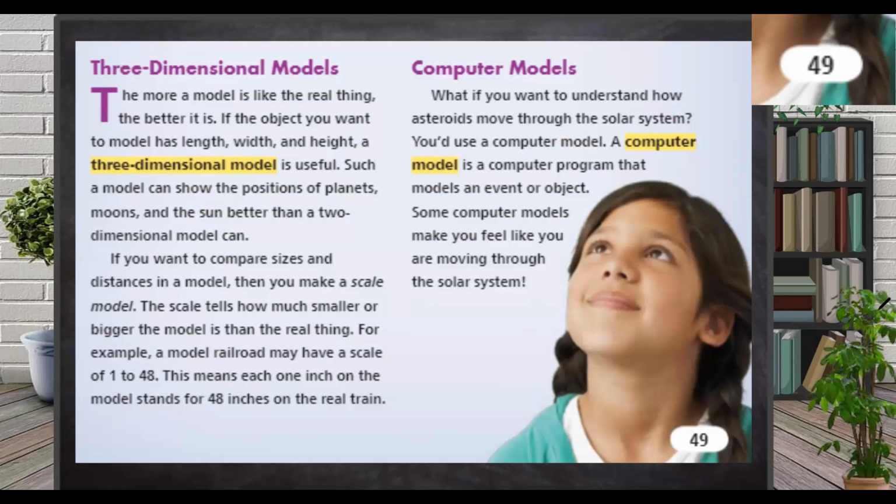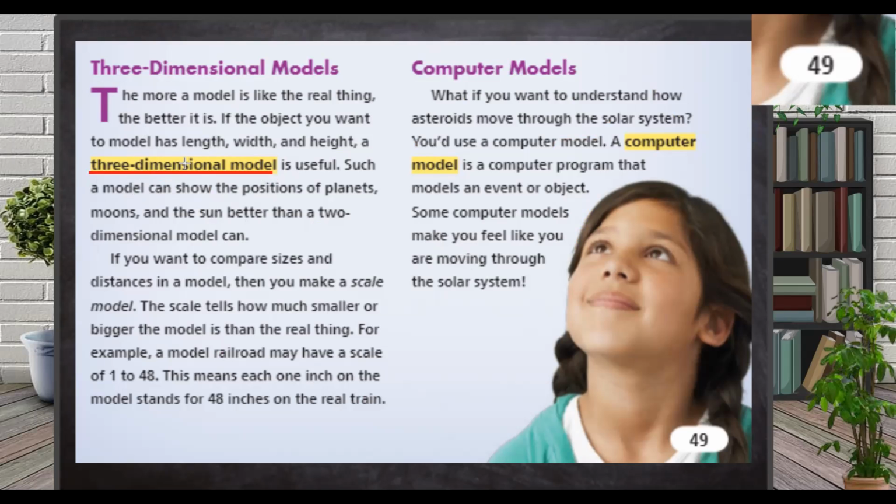Talia. Talia, yes. A three-dimensional model is what? It is useful, such a model can show the position of planets, moons, and the sun better than a two-dimensional model can. Okay, good. Thank you. This is the useful point of using a three-dimensional model.